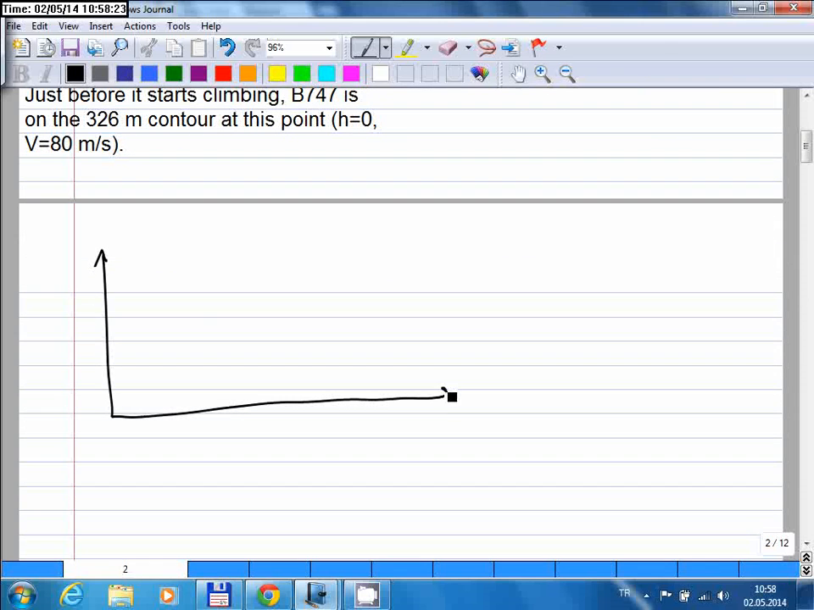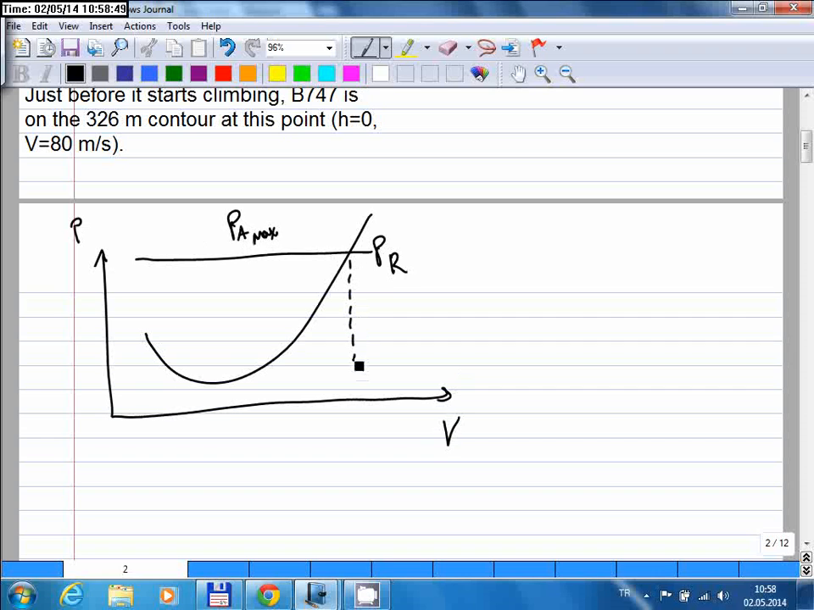we were talking about power versus speed curves, right? So if this is your power required curve, and let this be a propeller aircraft, in that case the available power will be a flat line. So this is P_A maximum. At this altitude, the aircraft can fly only within a certain speed range, right?